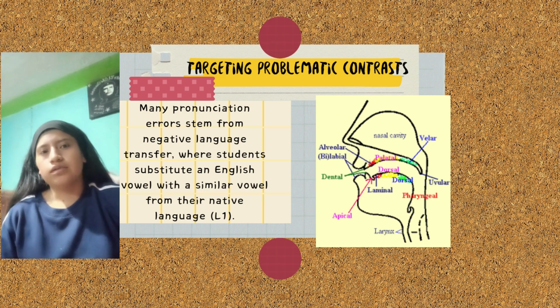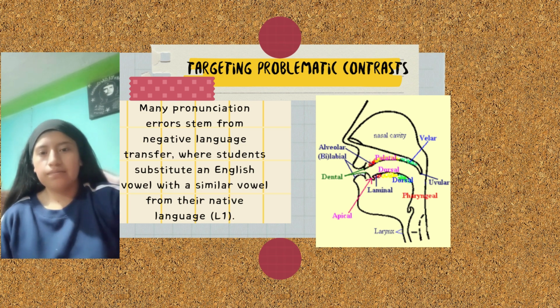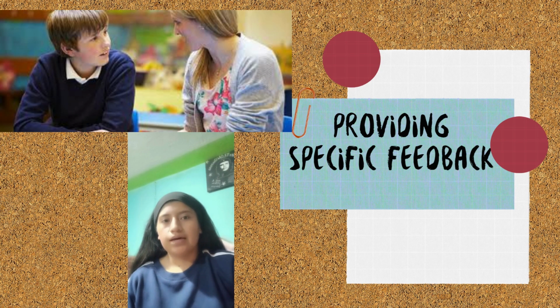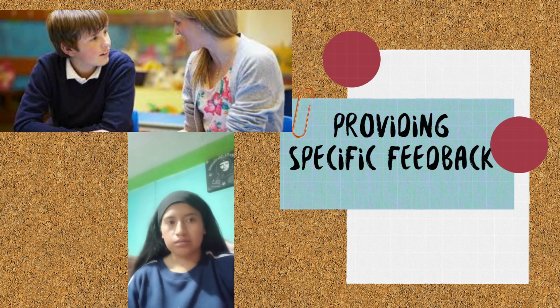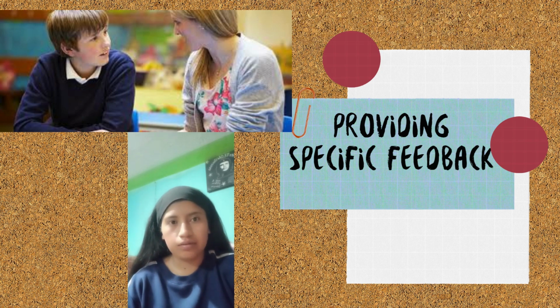Another benefit is targeting problematic contrasts. One example is a speaker whose L1 has a simpler vowel system, like Spanish with five pure vowels, who often struggles to distinguish and produce pairs like ship and sheep. Teachers can then provide specific feedback. Instead of feedback like "that sounds wrong," the teacher can give precise articulatory instruction.